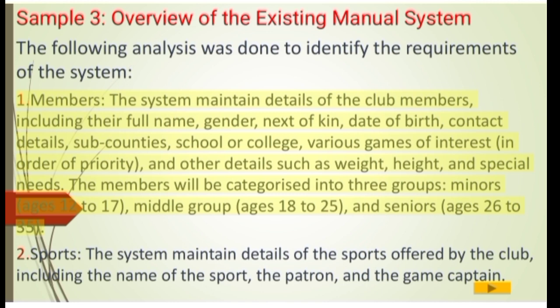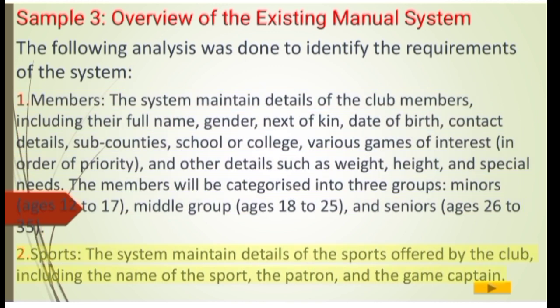The system maintains details of the club members, including their full name, gender, next of kin, date of birth, contact details, sub-counties, school or college, various games of interest in order of priority, and other details such as weight, height, and special needs. The members will be categorized into 3 groups. Minors ages 12 to 17, middle group ages 18 to 25, and seniors ages 26 to 35.